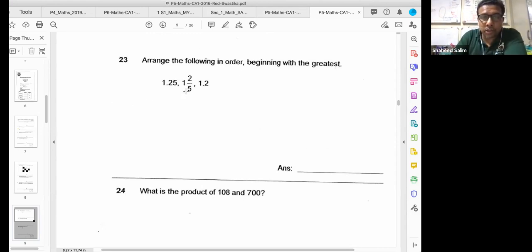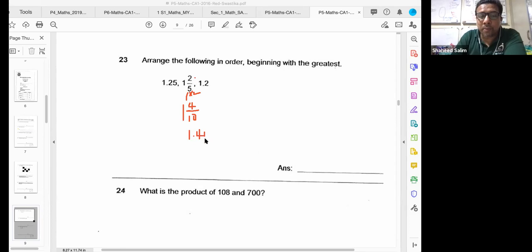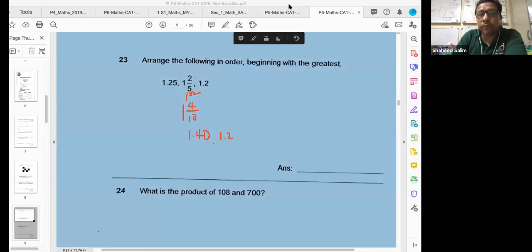Okay, so down here you can change to 1.4. You can times this by 2. So you get 1 for 10. 1 for 10 is actually 1.4. And 1.4 is the same as 1.40. Then after that will be 1.25. And the final one is 1.2. 1.2 is the same as 1.20.